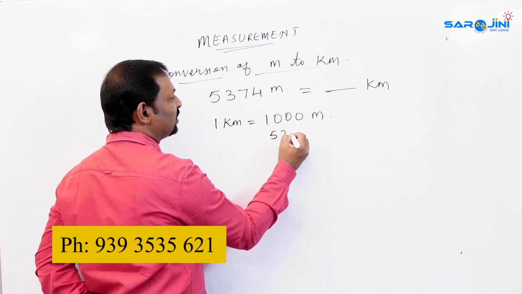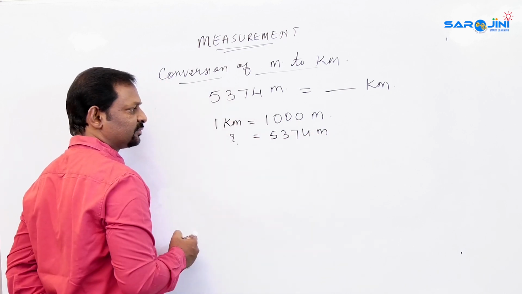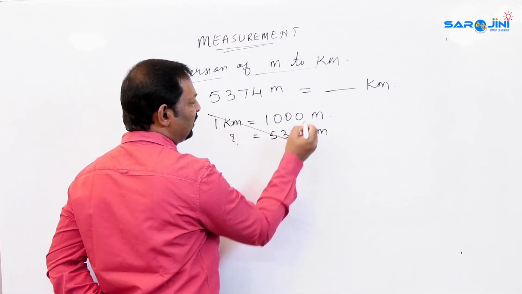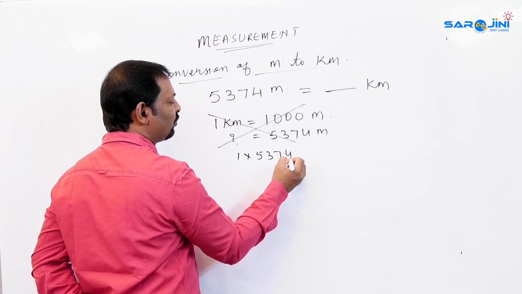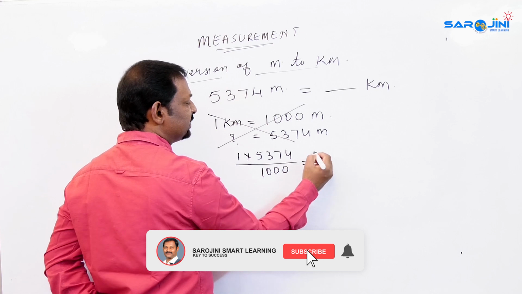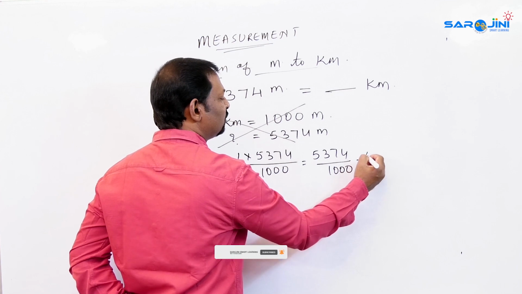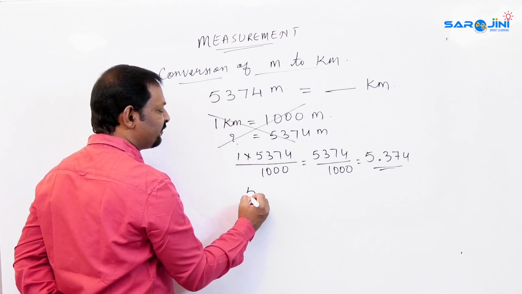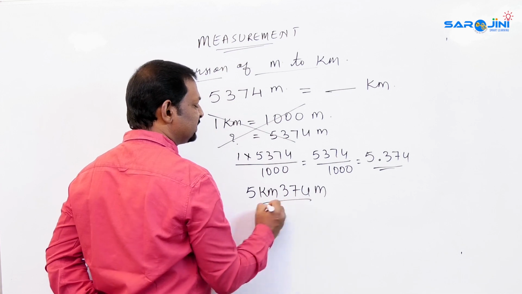Now here the question is, 5,374 meters makes how many kilometers? Whenever you calculate, you can calculate it in this manner. So 1 into 5,374 divided by 1,000. Okay, this is 5,374 divided by 1,000, which is equal to 5.374. That means it is 5 kilometers, 374 meters. This is the final answer.